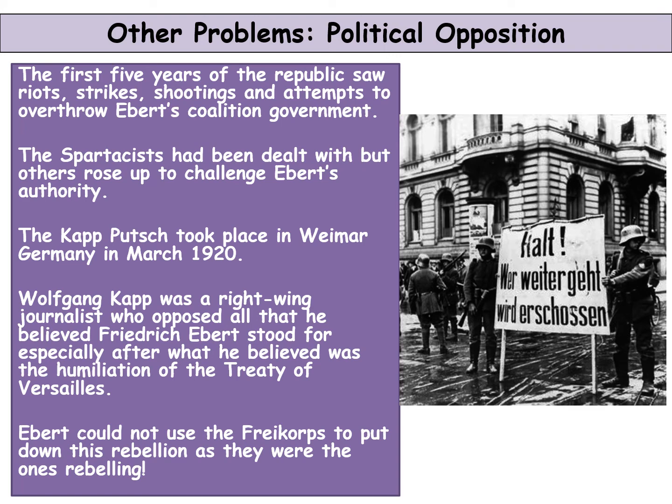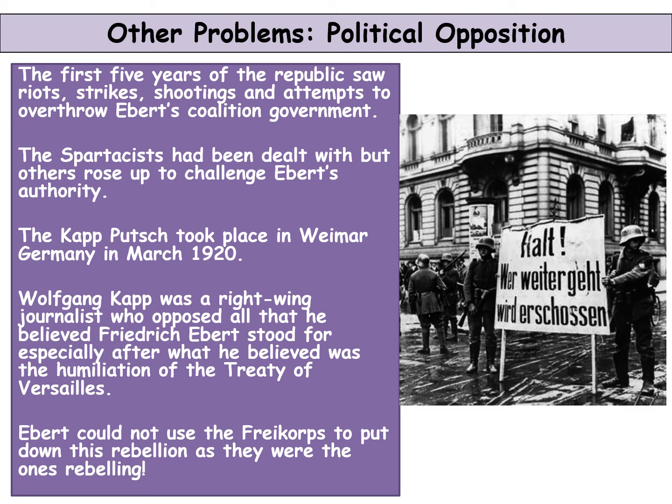So other problems that they had came in the form of political opposition. The first 5 years of the Republic saw rioting, striking, shootings, and attempts to overthrow the coalition. The Spartakists had obviously been dealt with, but there were other people that rose up to challenge Ebert's authority. In particular, in March of 1920, a man named Wolfgang Kapp tried his own uprising, known as the Kapp Putsch. He was a right-wing journalist who opposed pretty much all that he believed Ebert stood for, especially after what he saw as a humiliation at the Treaty of Versailles, like many German people at this point in time, and he pretty much staged a similar rebellion to the Spartakists.